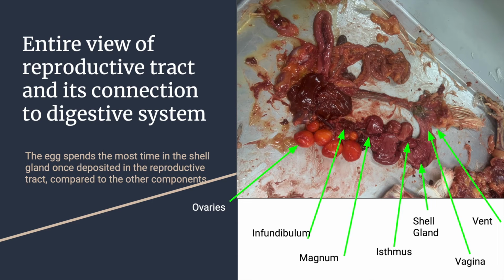Here we can see the entire view of the reproductive tract and how it connects to the digestive system. Once the egg is deposited into the reproductive tract, it spends the most time in the shell gland. We can see the ovaries are attached to the infundibulum. From there, the egg goes into the magnum, into the isthmus, into the shell gland where the hard shell is put on over the egg. And then finally it goes into the vagina and exits the body through the vent.